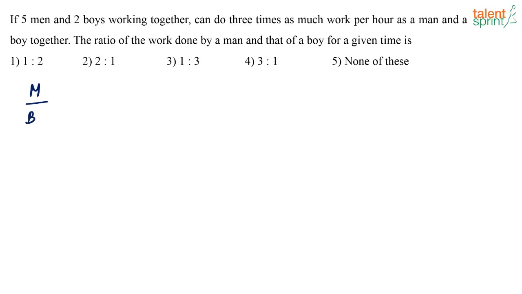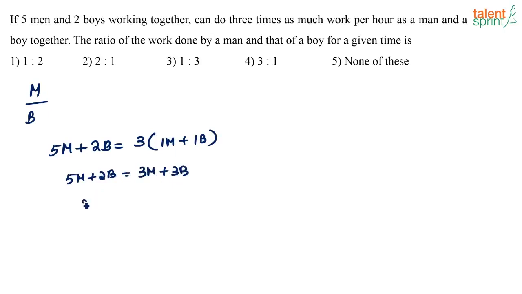What is given here? 5 men and 2 boys working together can do 3 times as much work per hour as a man and a boy together. So 5 men plus 2 boys, the work completed by them is equal to 3 times the work done by 1 man and 1 boy. Or 5 men plus 2 boys is equivalent to 3 men and 3 boys put together. Or I can say 2 men is equal to 1 boy. Or the work done by man to boy is nothing but 1 by 2. Option 1. Yes, everybody is getting the answer as option 1? Correct. Very easy question. Next one.